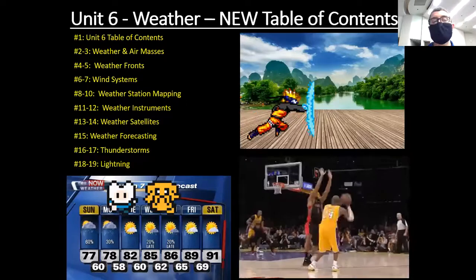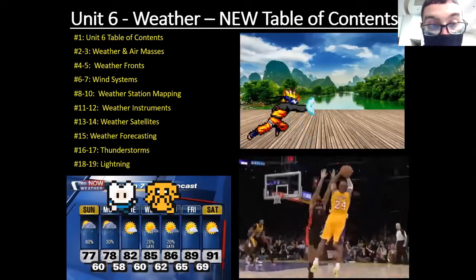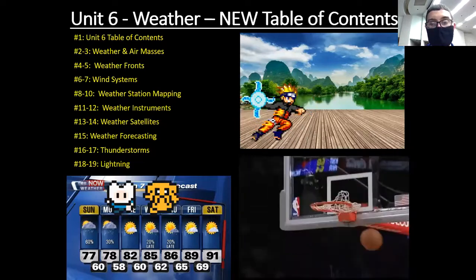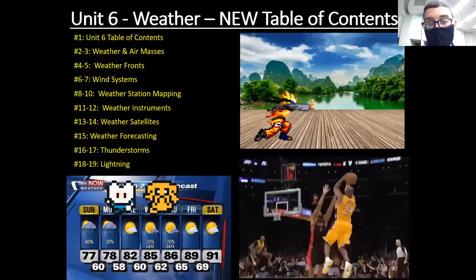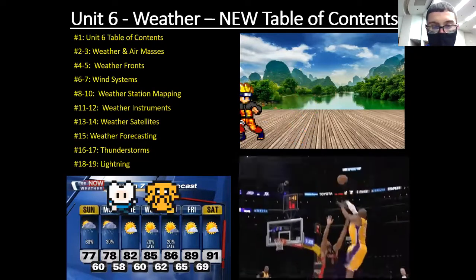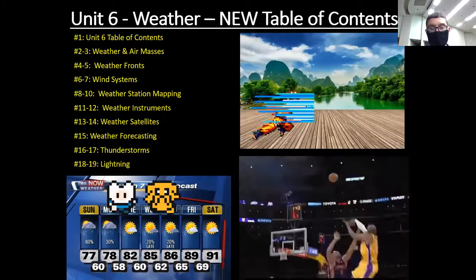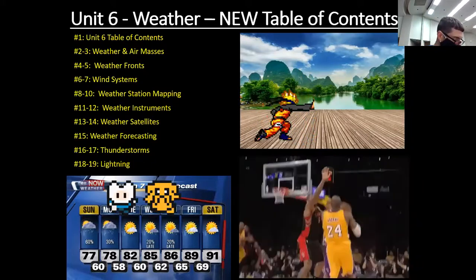Okay, table of contents is the same as yesterday, at 18 and 19, lightning. Today we're going to begin discussing lightning. We finished thunderstorms yesterday. So I'll give you some time for that. At 18, 19, lightning. I'll give you some time for a picture for that one.